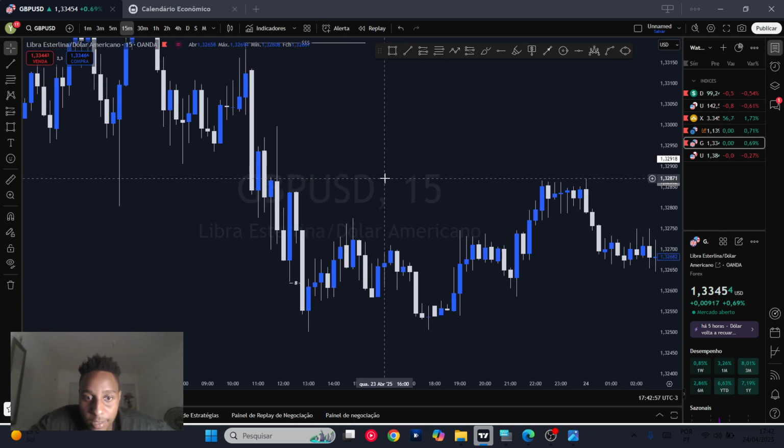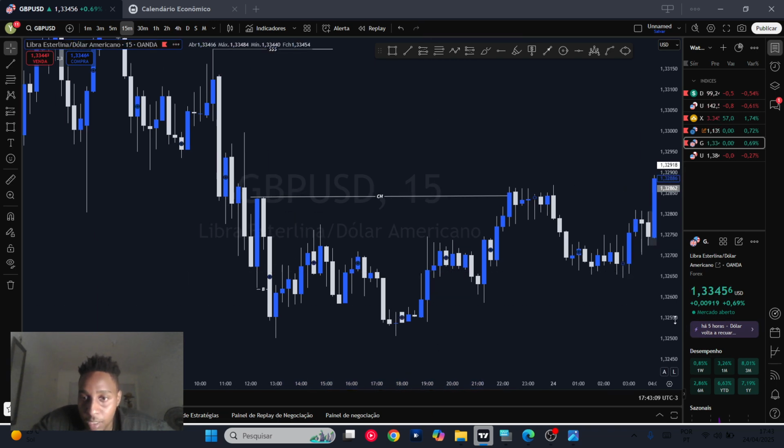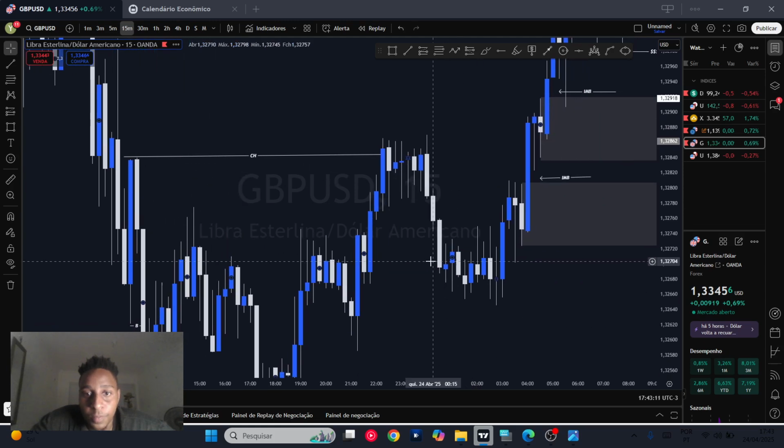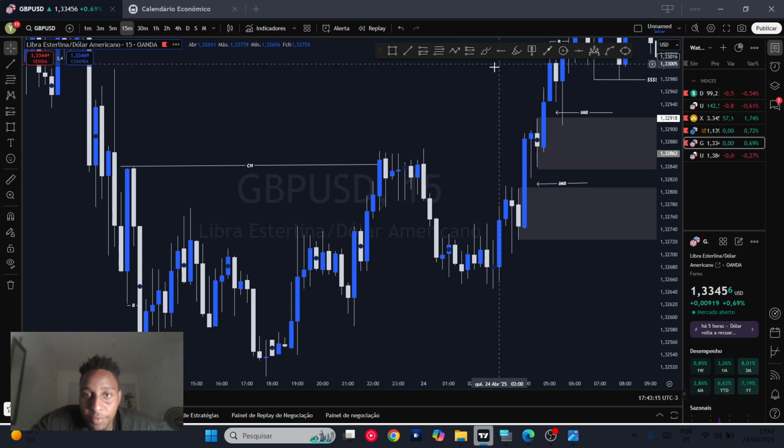So the high that must be taken for price to reverse is this high. What happened? This movement right here took this high. So this was a CHoCH, a change of character. Within this change of character, we have two zones: we have our extreme zone and we have our tricky zone.